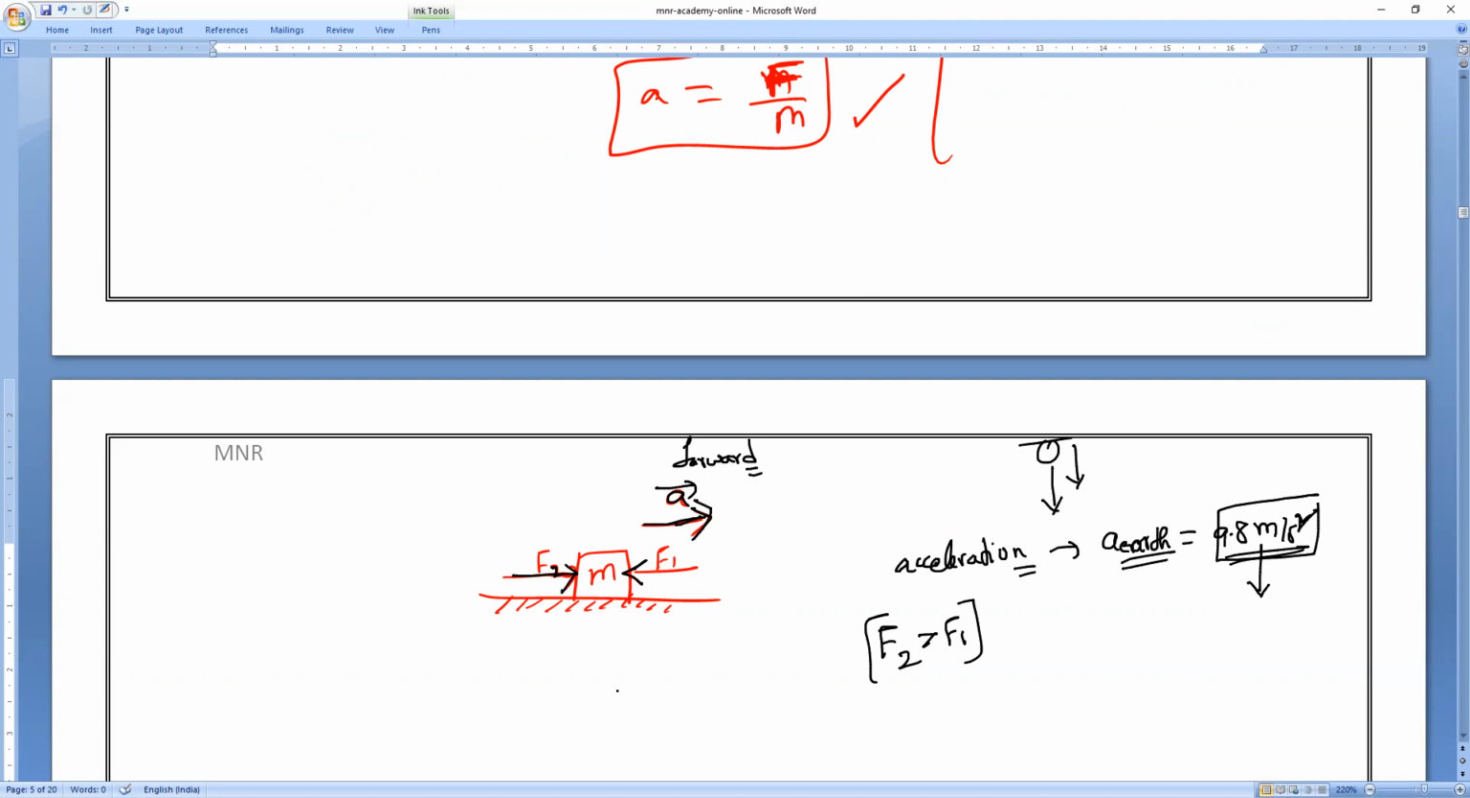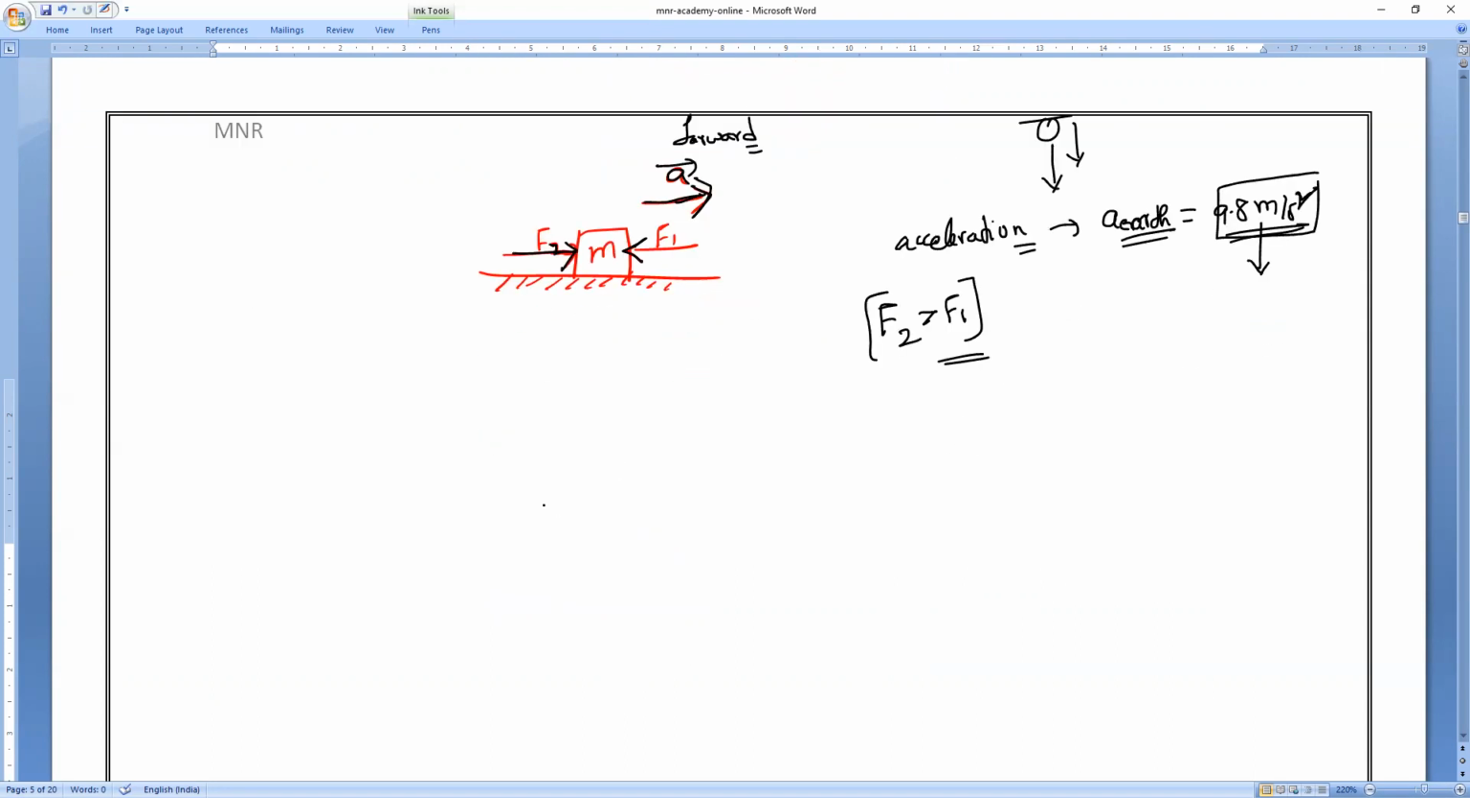Now, if you observe very carefully, the body is applying forces in this direction F1 and this direction F2, but finally the body is moving in this direction. So F2 is greater than F1. Now, if you draw very carefully, tell me what forces are acting on this body. This is F2, and in the opposite direction, you should tell me, that is F1.